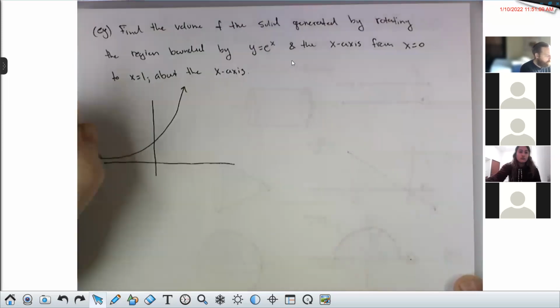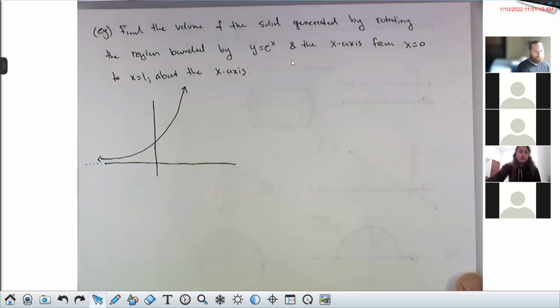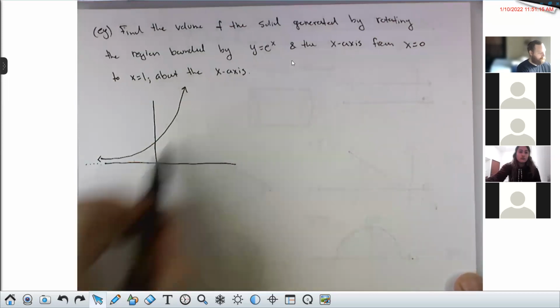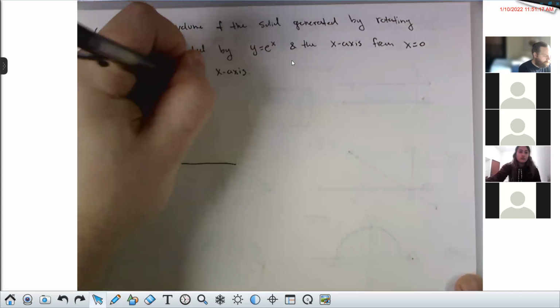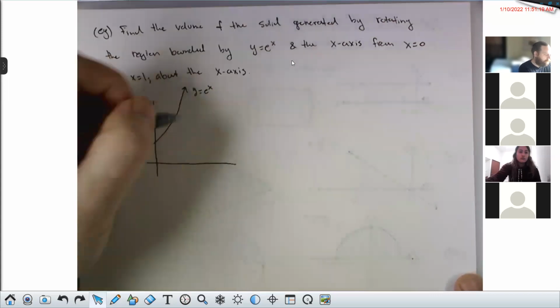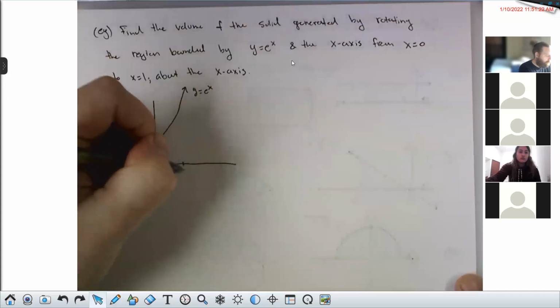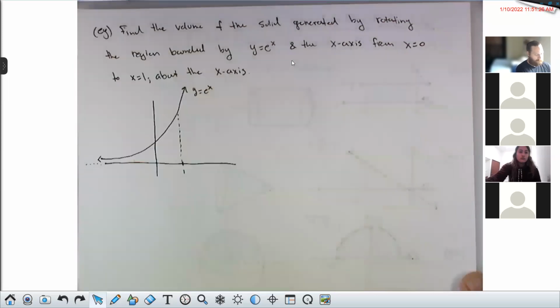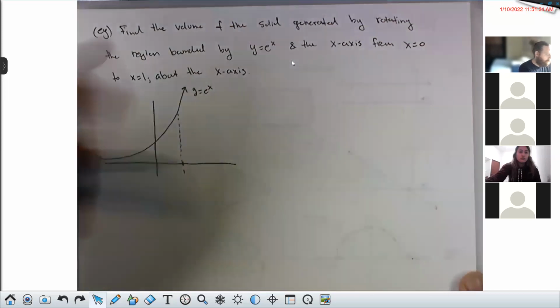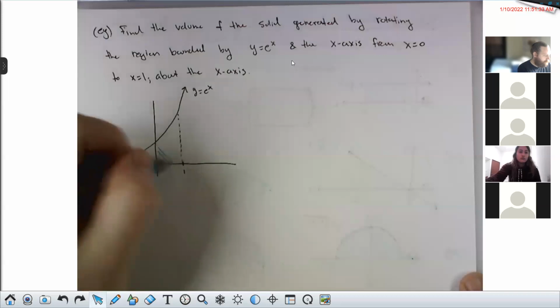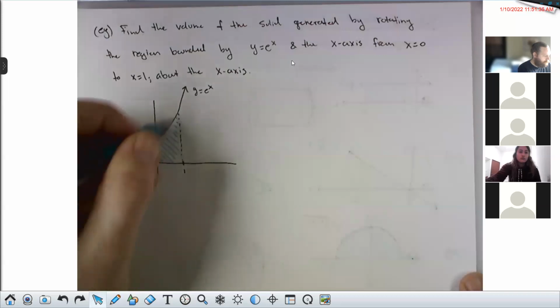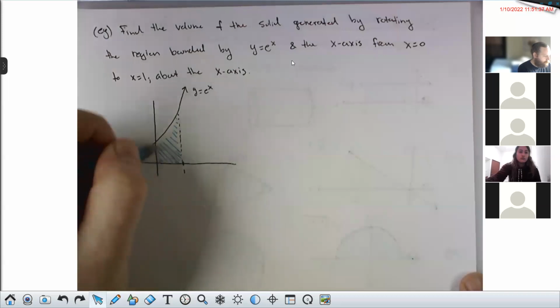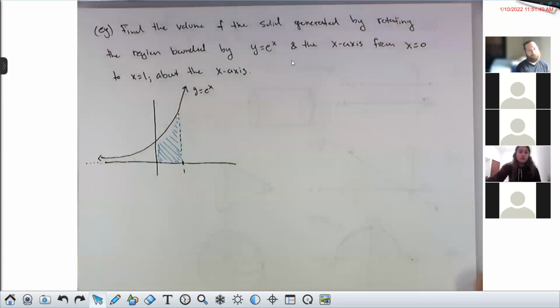This is what e to the x looks like. It has a horizontal asymptote over here on the left. It's an increasing function. This is the curve y equals e to the x. Say this is 1. Here's my region, right? We're looking from x equals 0 to x equals 1. So this is that region that we are rotating.